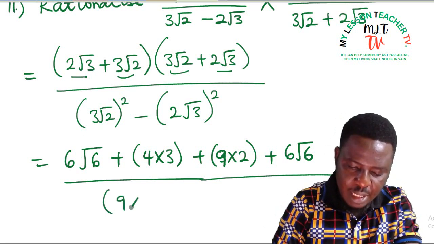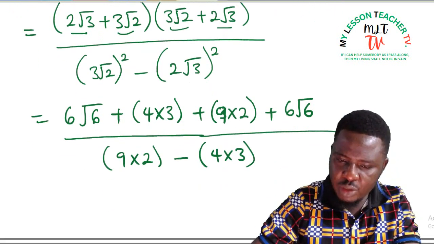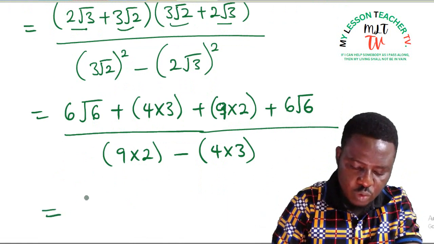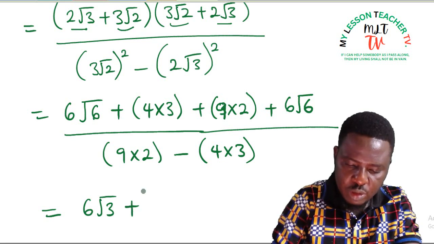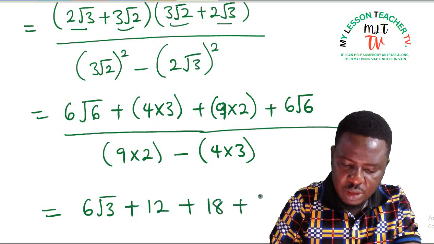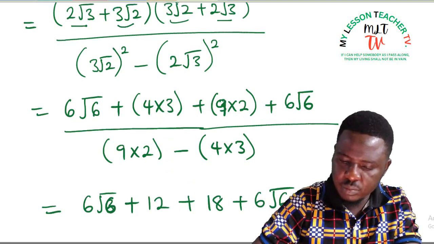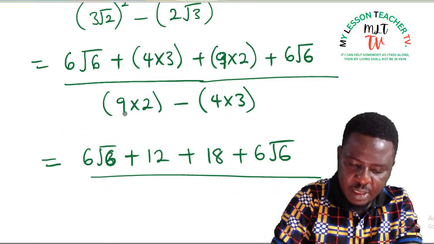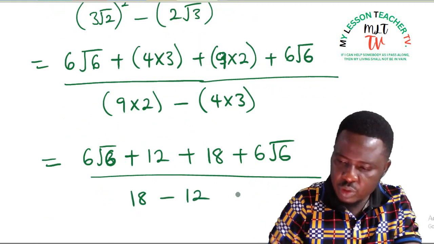This is 9 times 2 minus 4 times 3. So when you simplify, this will be equal to 6 root 6 plus 4 times 3 is 12 plus 9 times 2 is 18 plus 6 root 6. Sorry, this is 6 root 6. All divided by 9 times 2 is 18 minus 12.